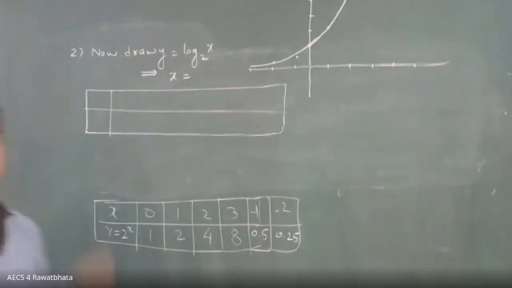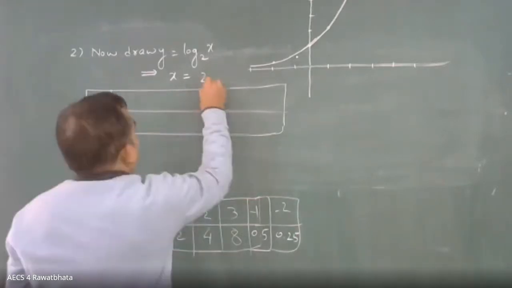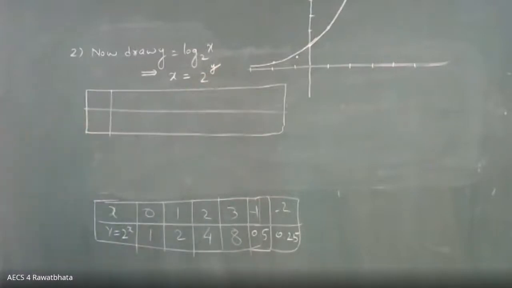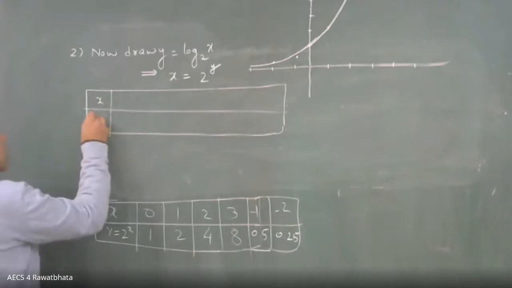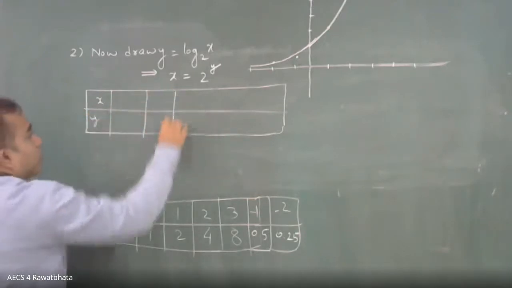Yes, 2 raised to power y. This will be the value of x. So, this is x, this is y, and opposite you can do if you want to draw it.